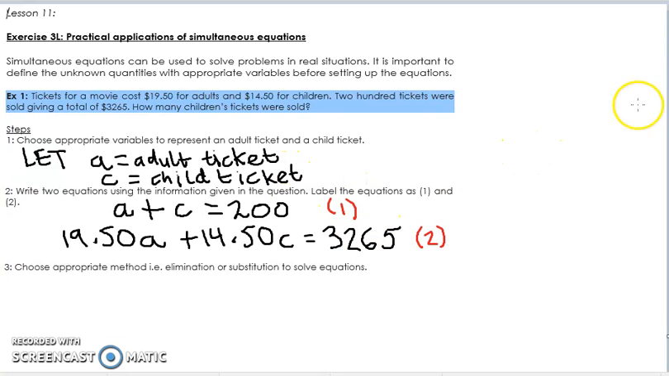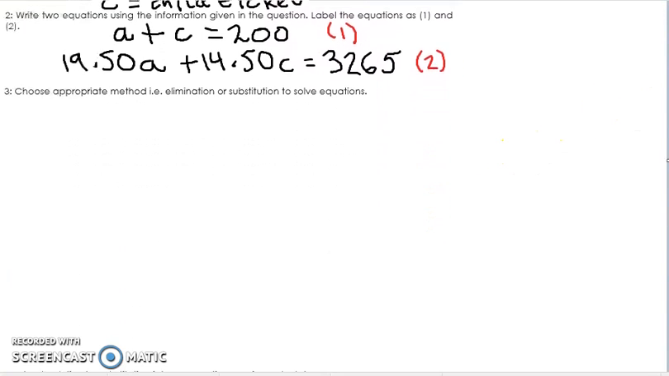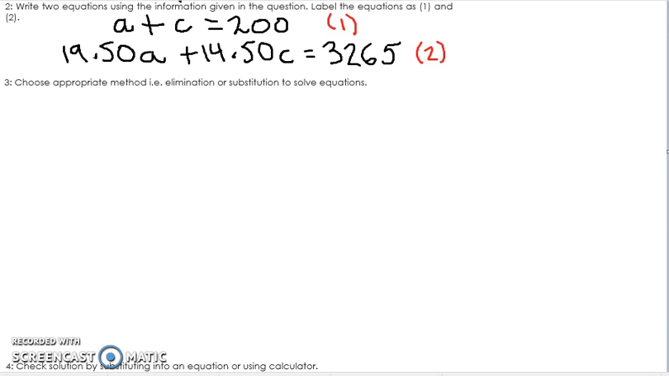Okay, so now that we've got our two equations, I'll scroll this down. Step 3 says that we have to choose the appropriate method, that is either elimination or the substitution method, to solve the equations. So by now, from the previous exercises, you should be able to know which method to use. Remember, you do have that flow chart to help you out. And then what we can do is solve this.